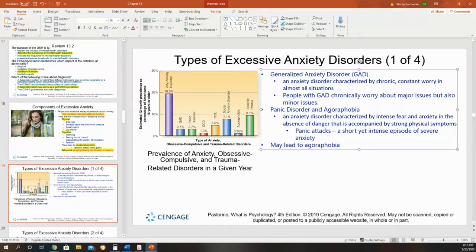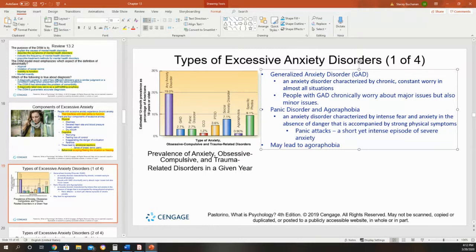And about 2 to 3% of American adults will experience generalized anxiety disorder in any given year, while 14% of American adults meet the criteria for the disorder sometime in their life. Bearing in mind, that's not that they get diagnosed with it, they just have the symptoms of it. So that's generalized anxiety disorder.